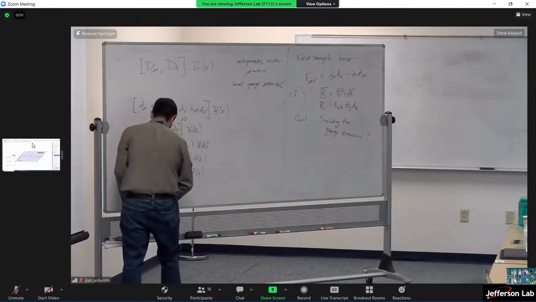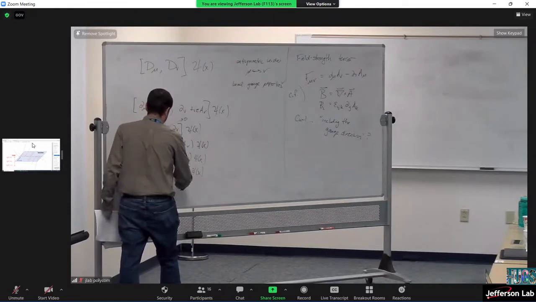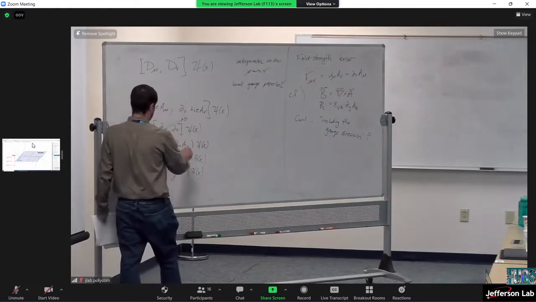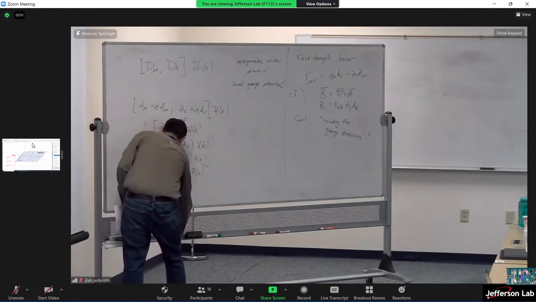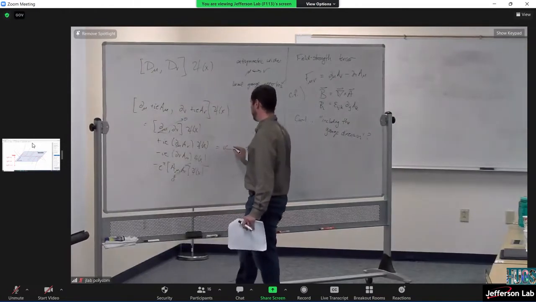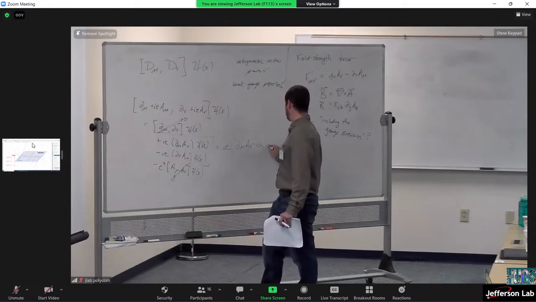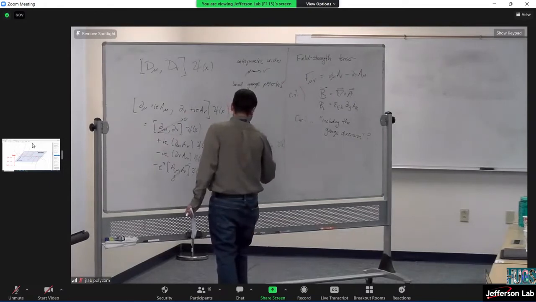And A mu is just a number. It's just a scalar quantity, if you like, one component at a time. So these two terms are 0. These two terms are non-zero, and they exactly reproduce what we started off with. So this combination is just the overall factor i e, partial mu A nu minus partial nu A mu, psi of x, which is just i e F mu nu psi.